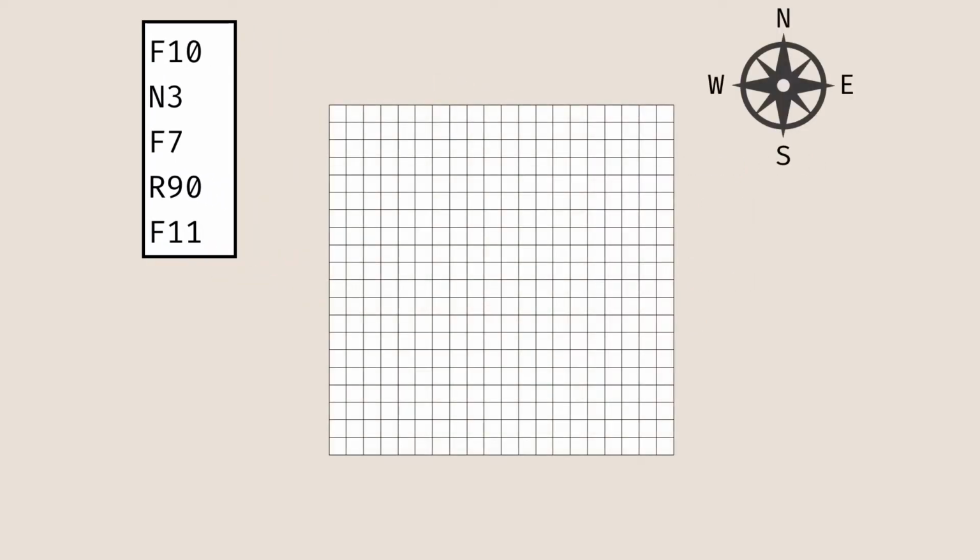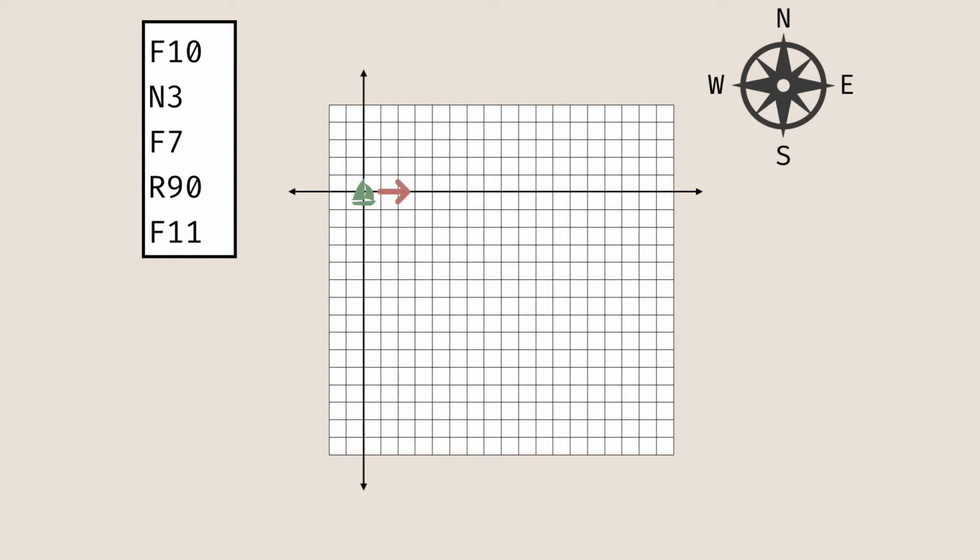Our ship's going to begin at some origin, we'll call it 0, 0, and by the end what we want to do is figure out exactly how far the ship has moved. So we're going to begin the ship right here. And we should also know that by default, this ship faces toward the east.